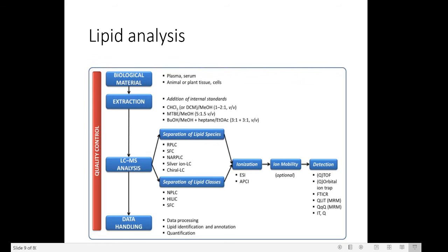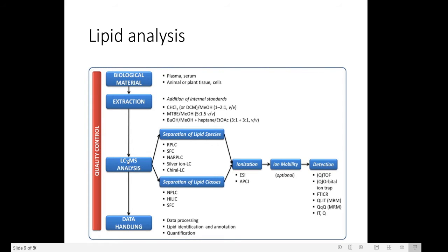Okay, first step is the biological materials collection, then doing the extraction. Here they did the extraction with organic solvents. Methanol is a mid-polar compound, the polarity index is around 5.1. These all help to separate the lipids.